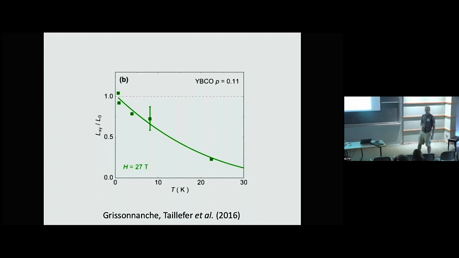Naive question: in your analysis, or generally when people think about Wiedemann-Franz, are vertex corrections ever considered in this context? Within the Boltzmann equation, yes. The Boltzmann equation takes into account vertex corrections, and as long as the Q dependence of the scattering is not too singular, everything I said is Boltzmann.